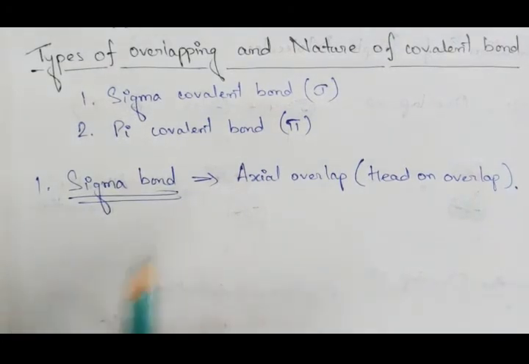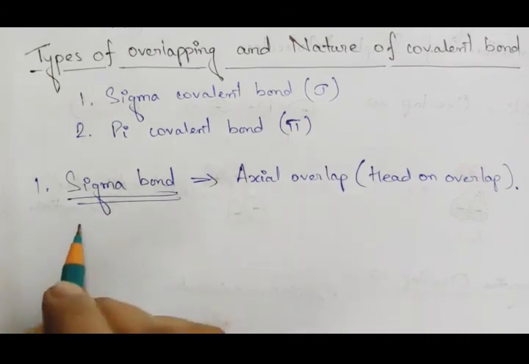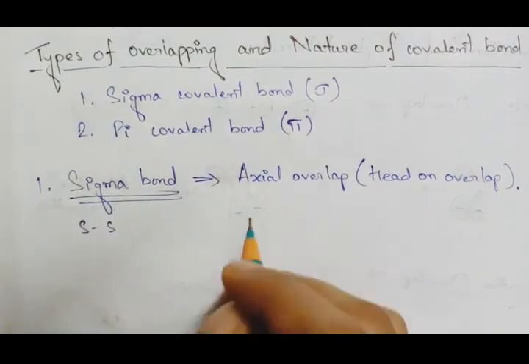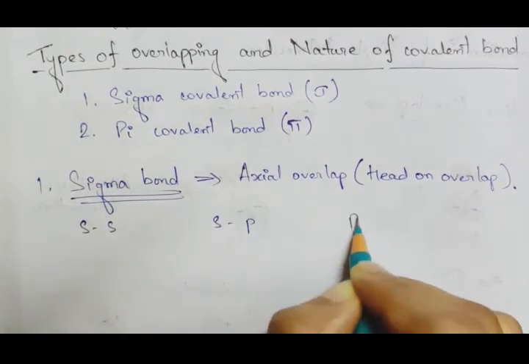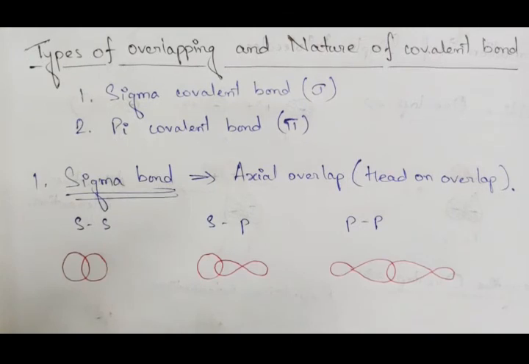So sigma bond can be of three different types. The axial overlapping can occur between s orbital and p orbitals. So the three different types of overlapping are the SS type, SP type and PP type. Okay, let me show you. Here you can see that when two half-filled atomic orbitals, meaning the s orbitals, overlap in this way, this is called the SS sigma bond.